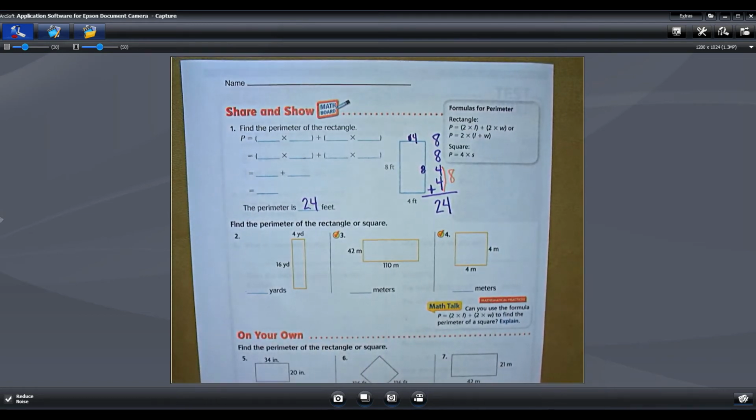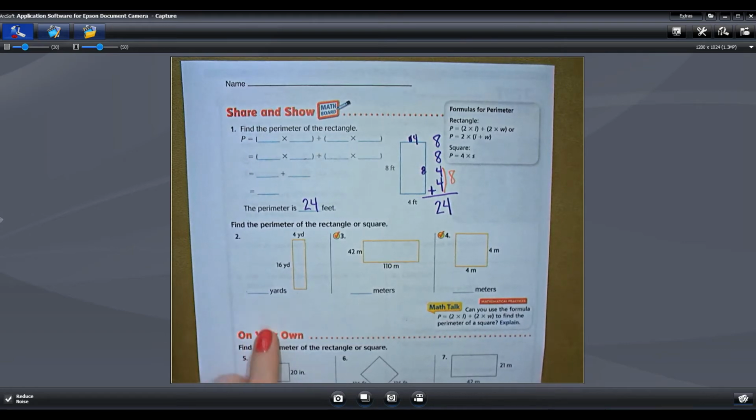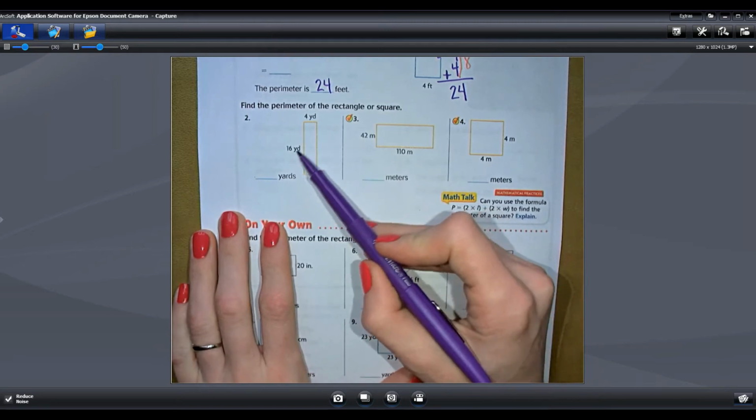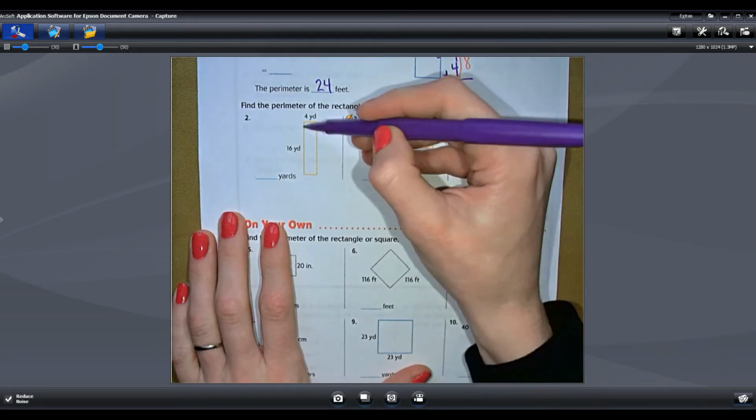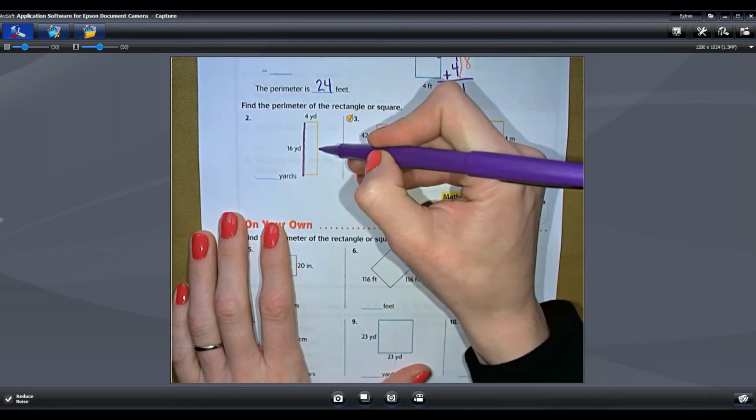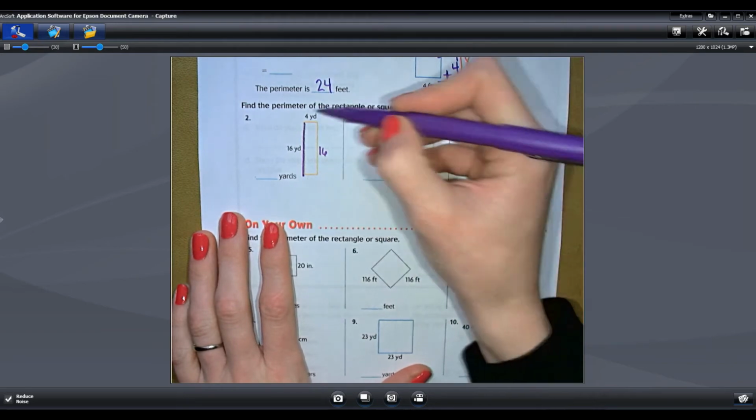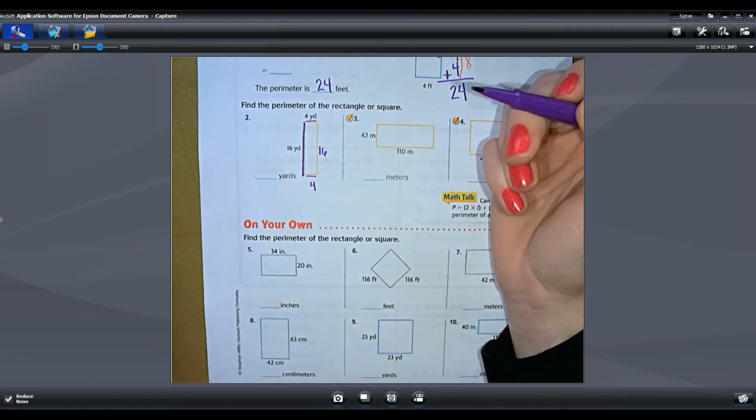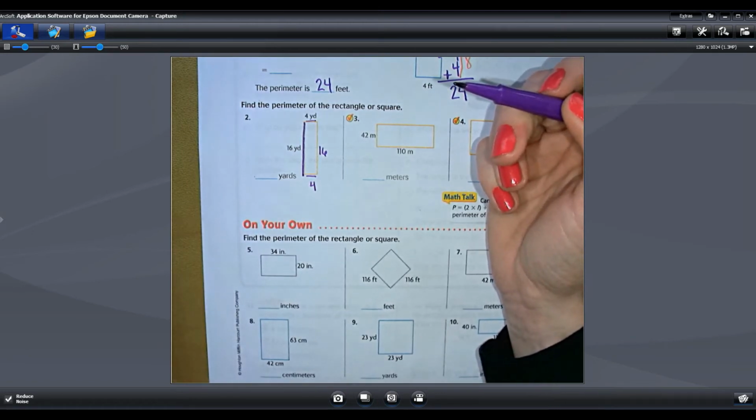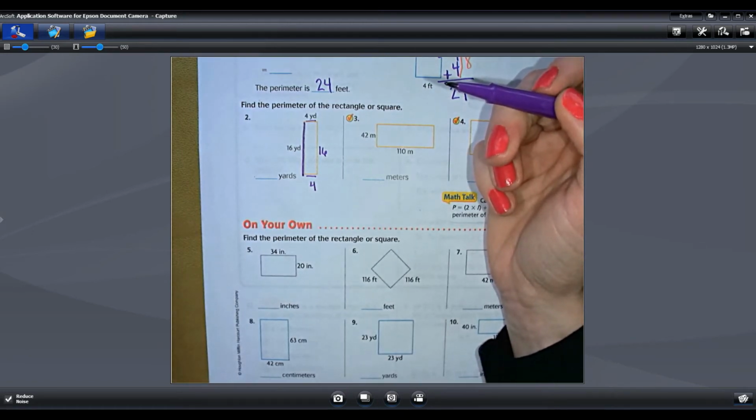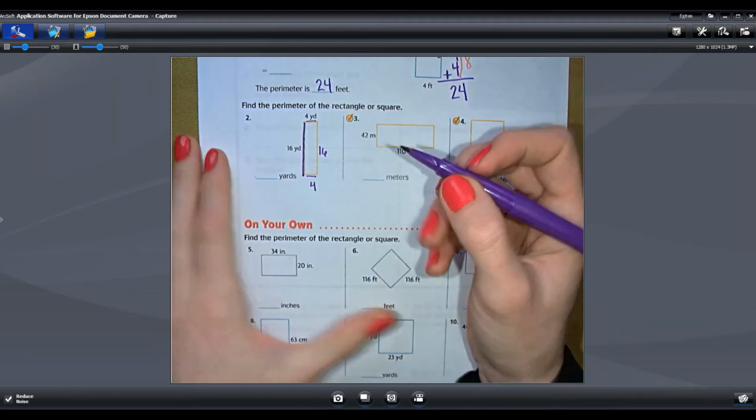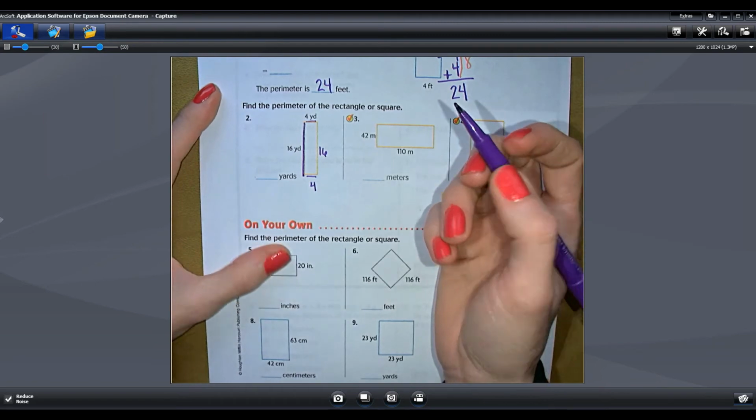Teachers make mistakes. All right, find the perimeter of the rectangle or square. My hair is in my face today. Okay, we're finding the perimeter. Again, if this side is 16 down here, this side over here is 16. If this side is 4, this side is 4. Fill in the sides that are missing. In perimeter, you need all the sides. Add up all the sides, not just the sides that they wrote down, all the sides. Okay? So I need to add up 16 plus 16 plus 4 plus 4.